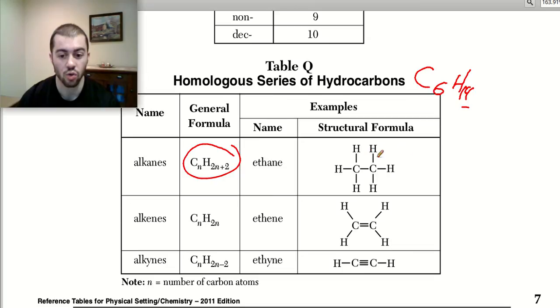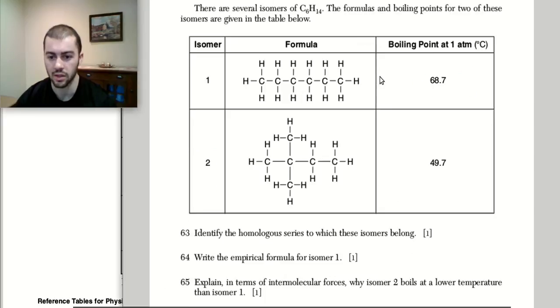So we can verify two ways that this is an alkane. We can use the general formula here, or we can use the structural formula and just do it by visual inspection. So we look and we see, okay, this has only single bonds here, and then we can test using the formula as well, and so we know this has to be an alkane.